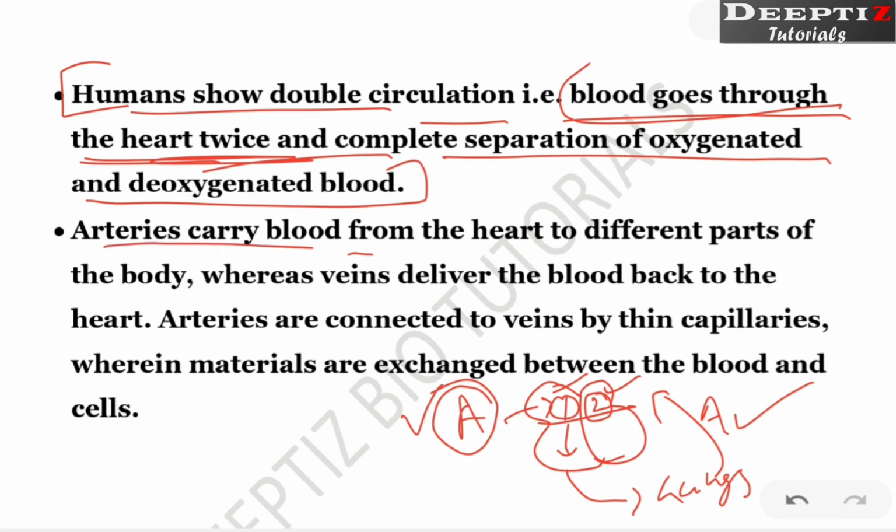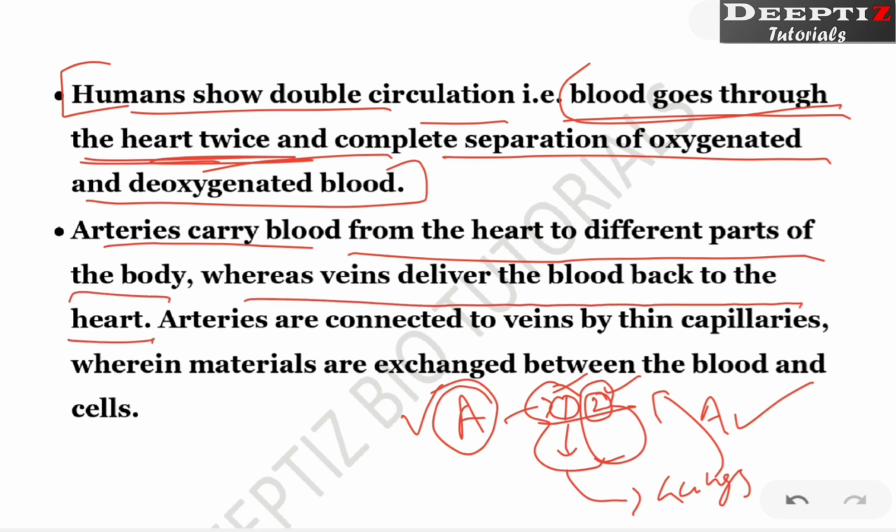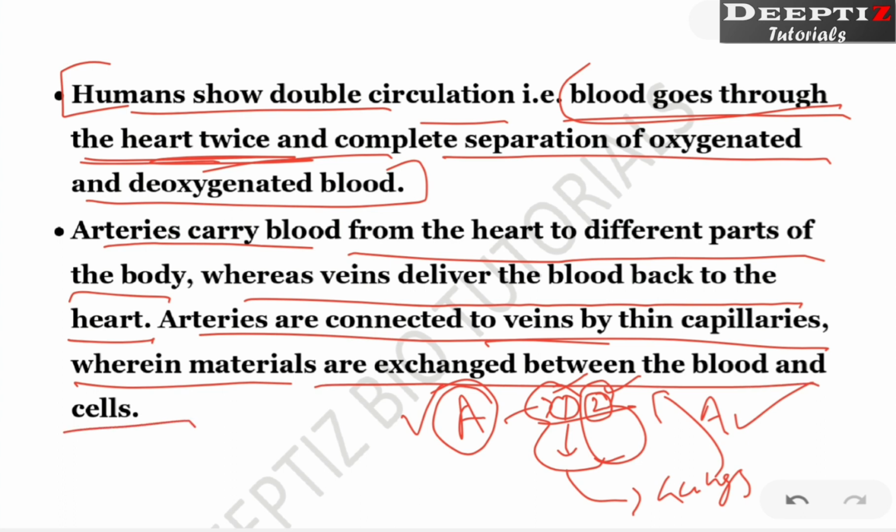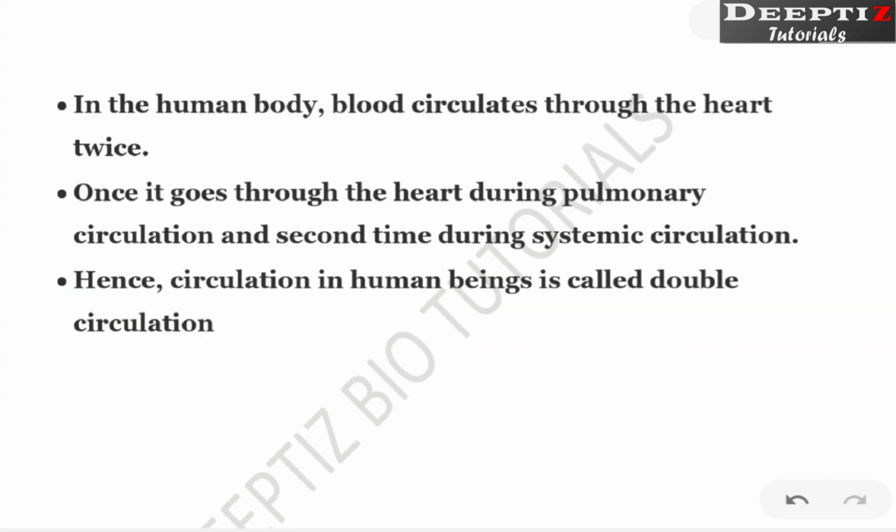Arteries carry blood from the heart to different parts of the body, whereas veins deliver the blood back to the heart. You have studied the vena cavas, right? Superior and inferior vena cavas. These are actually a kind of vein only. Arteries are connected to the veins by thin capillaries, wherein materials are exchanged between the blood and the cells. We know about capillaries also.